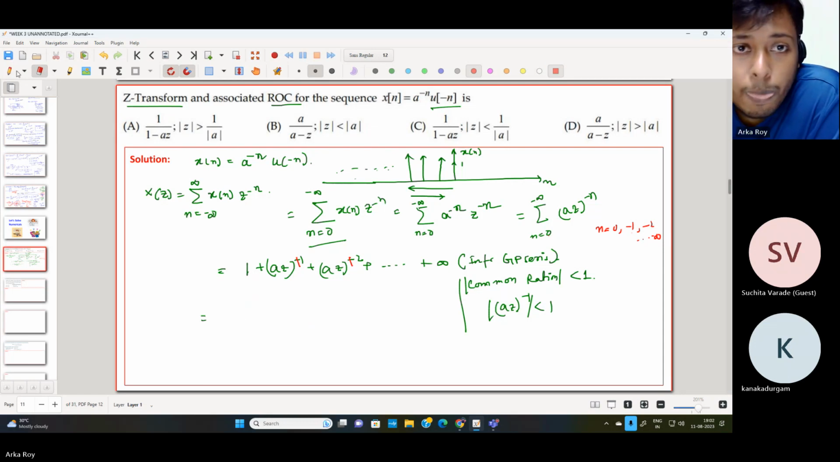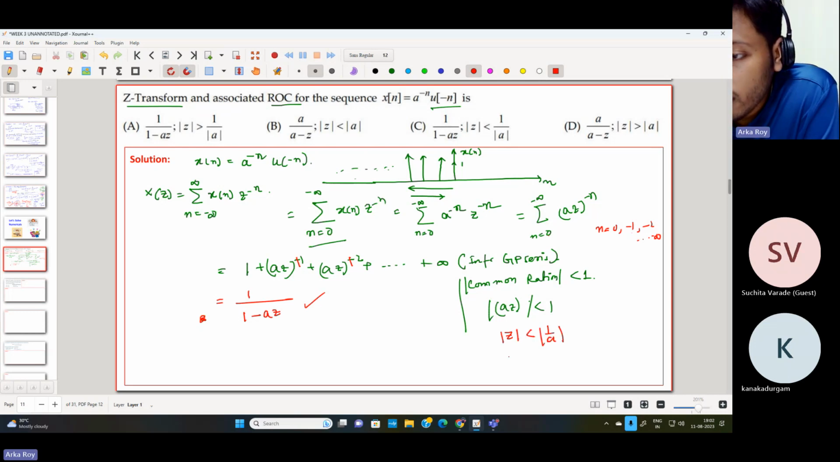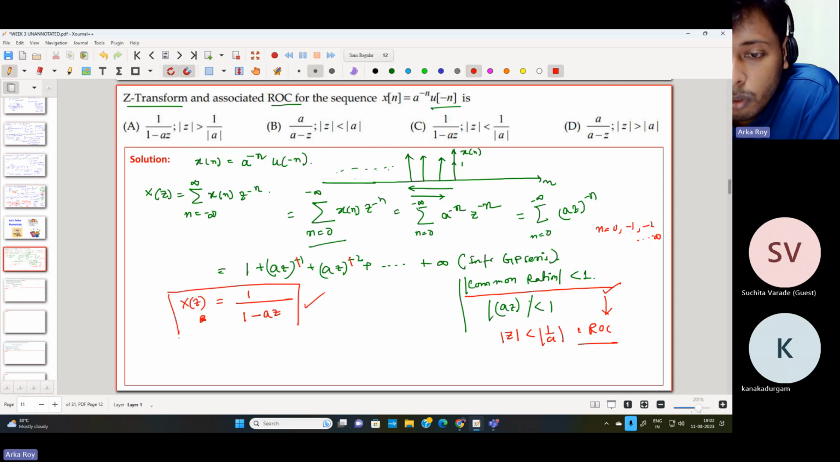So therefore, the summation output will be 1 divided by 1 minus az, because the common ratio is now az. And the common ratio mod should be less than 1 so that the summation exists. Therefore, we can write that mod z equals to 1 upon mod a. So this is the ROC condition. From the common ratio, mod of common ratio less than 1, the ROC will come and the summation result will show the Z transform output.